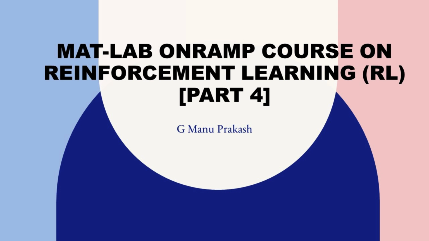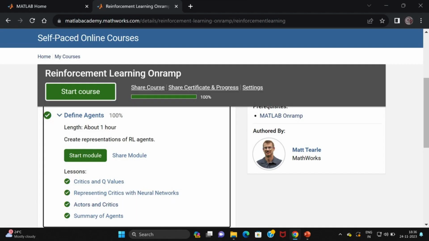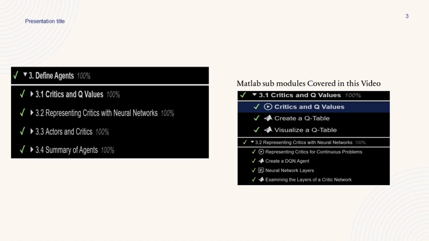Hi friends, now we are going to see the fourth part of the MATLAB Onramp course on reinforcement learning, RL. Let's start. In this video we are going to cover Define Agents, a topic in the RL Onramp course, and subtopics as shown here. Okay. Then see here, the submodules covered in this video are given.